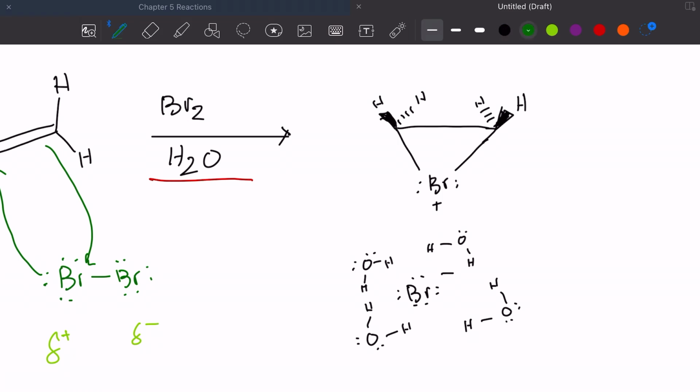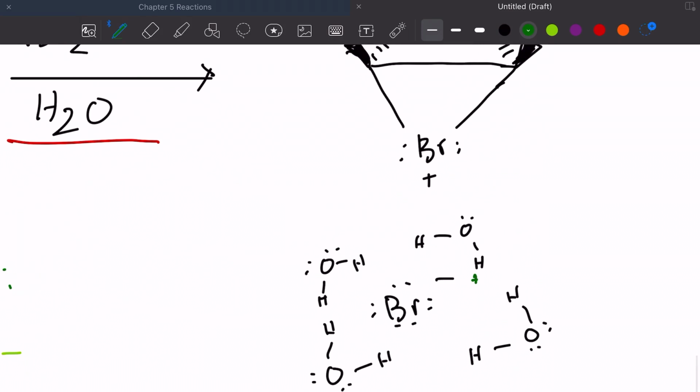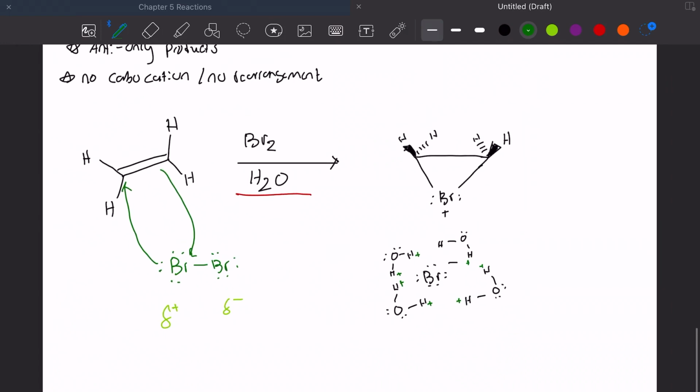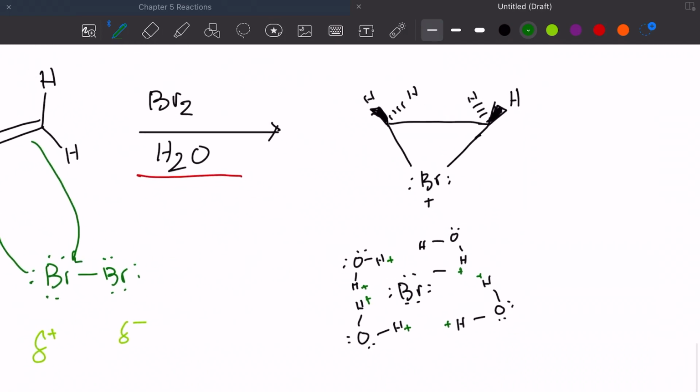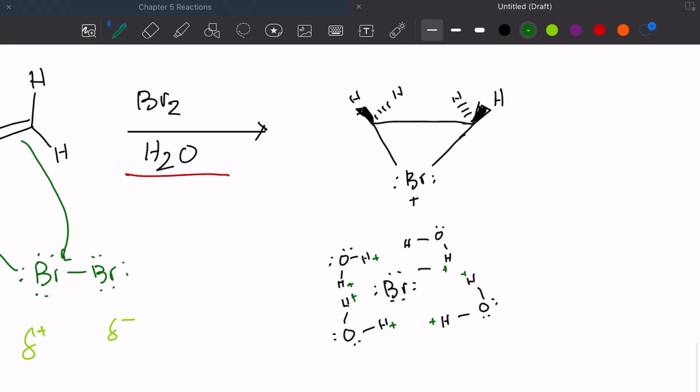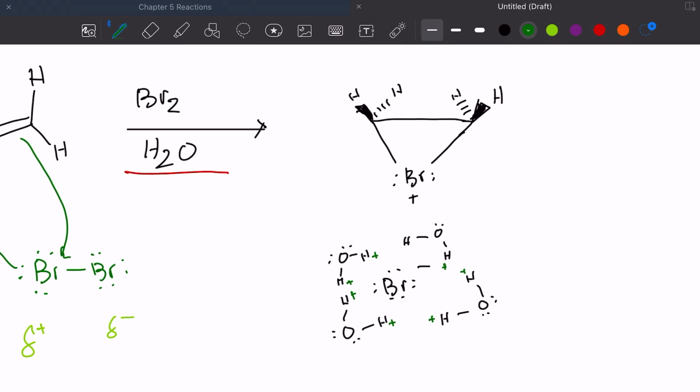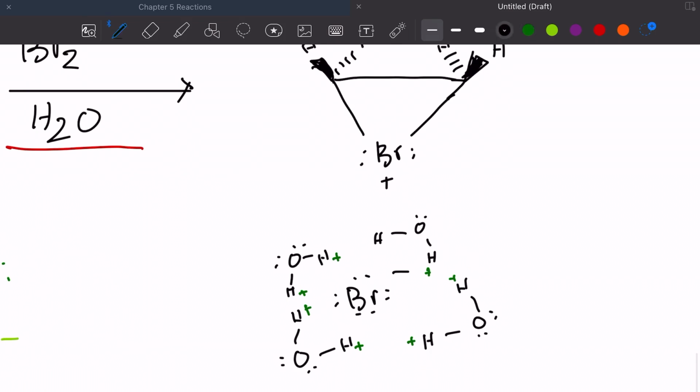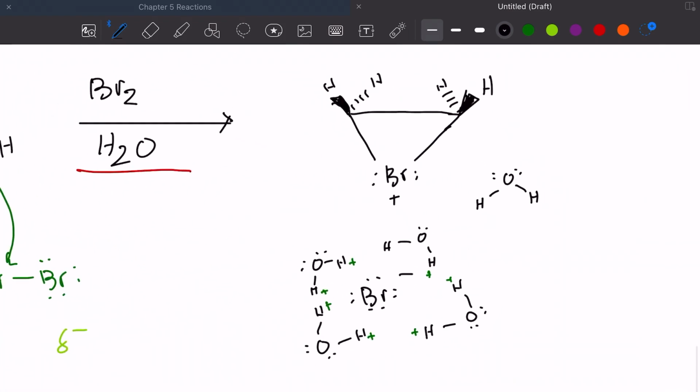And we know that our hydrogens are positively charged compared to our oxygen, because oxygen is more electronegative. So the hydrogens on the water molecules are basically going to trap this bromide ion, and it can't really add to this molecule now. So now our water is going to be the stronger nucleophile, and water instead of bromine is going to add anti. It's the exact same mechanism, but now we're using water.